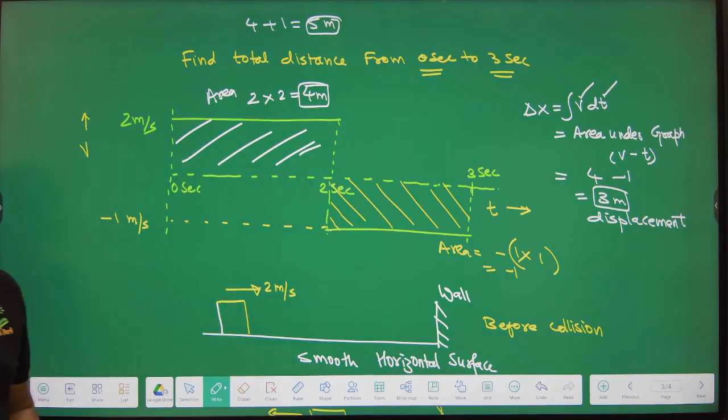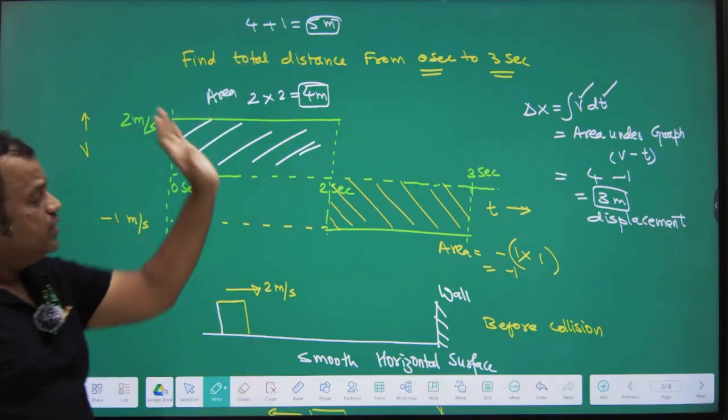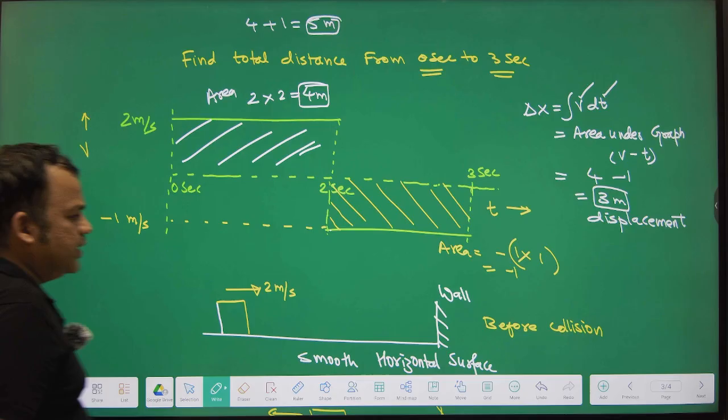Displacement is 3 meter and distance is 5 meter. 4 plus 1. This is one example. Let's take second example.